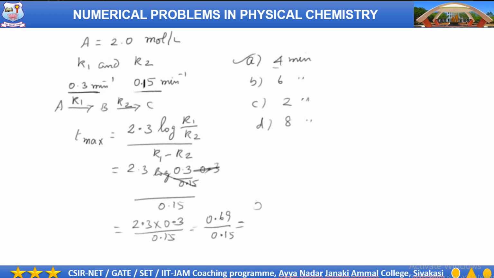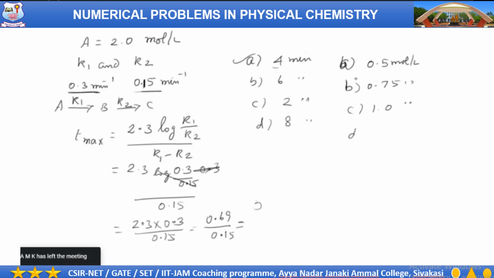Okay, then calculate the B max at the time 4 minutes. What would be the B max? Options for the B max: A, 0.5 mole per liter. B, 0.75 mole per liter. C, 1 mole per liter. D, 1.25 mole per liter.